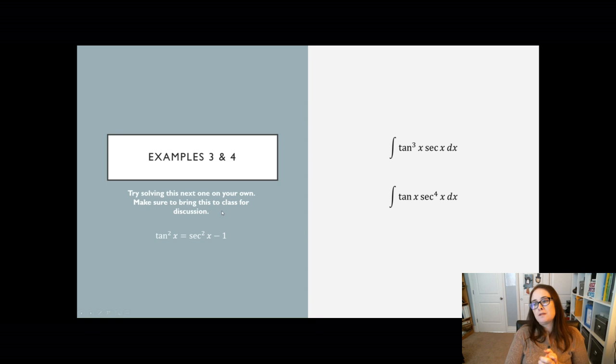I've got 2 more examples for you to try on your own in the guided practice. If you're in my face-to-face class, make sure to work those out and bring them to class for discussion. These have tangents and secants in there, so you're going to be using the other Pythagorean identity with those 2 trig functions in there.